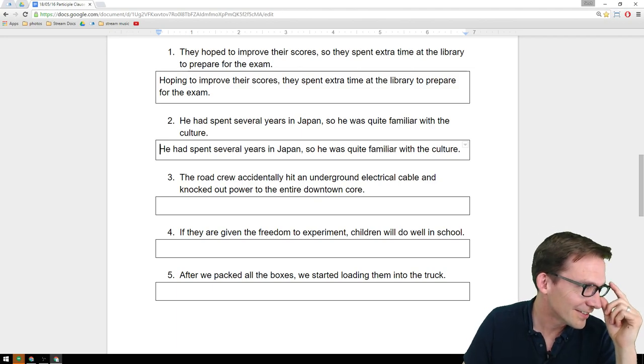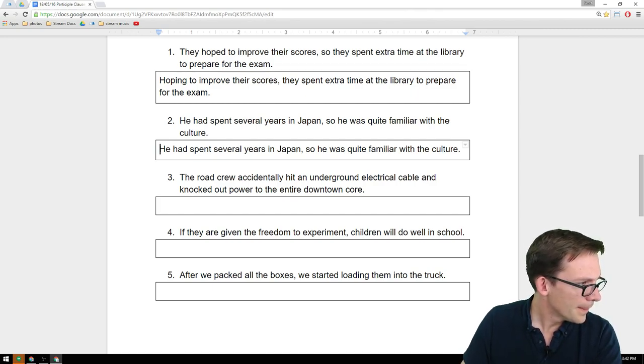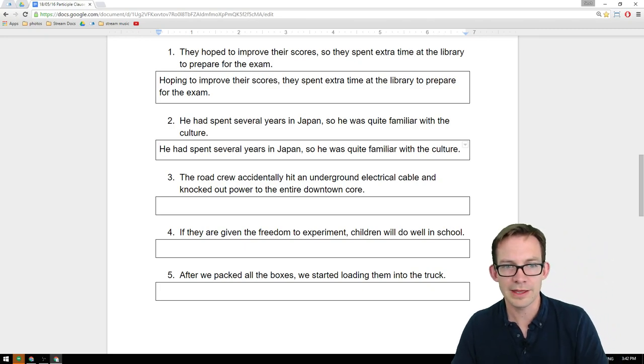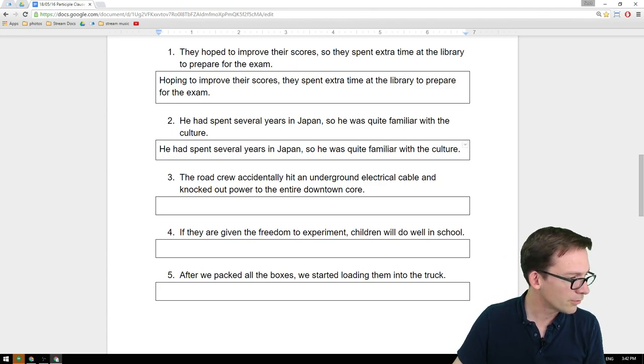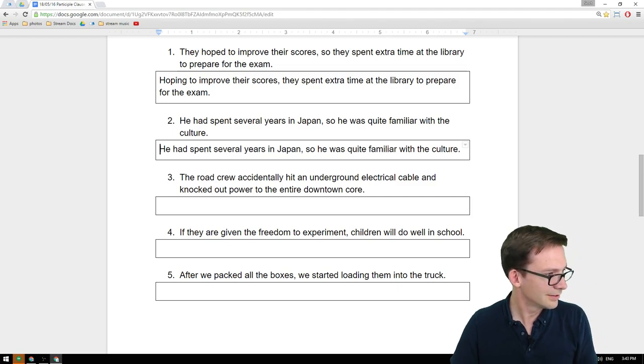All right. So Miguel said, having spent several years in Japan. Kayo said the same thing. I think having spent several years in Japan. Che, having spent several years in Japan. I think lots of people got number two correct. Roanne has it. Good. Muhammad nailed it. Valerie's got it.